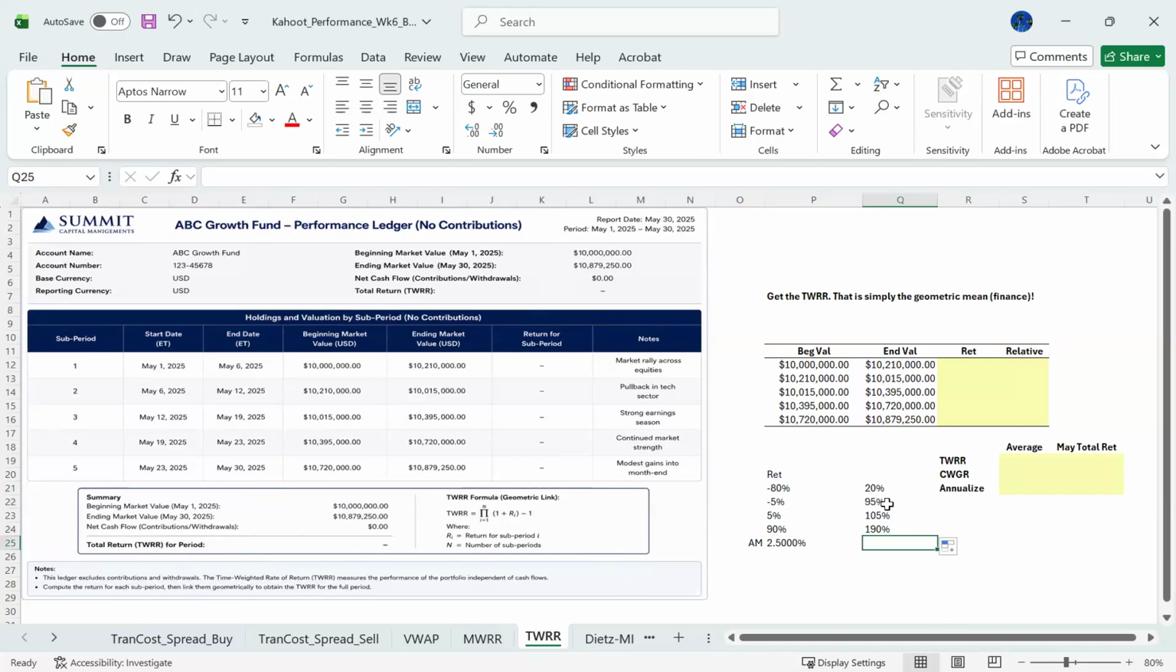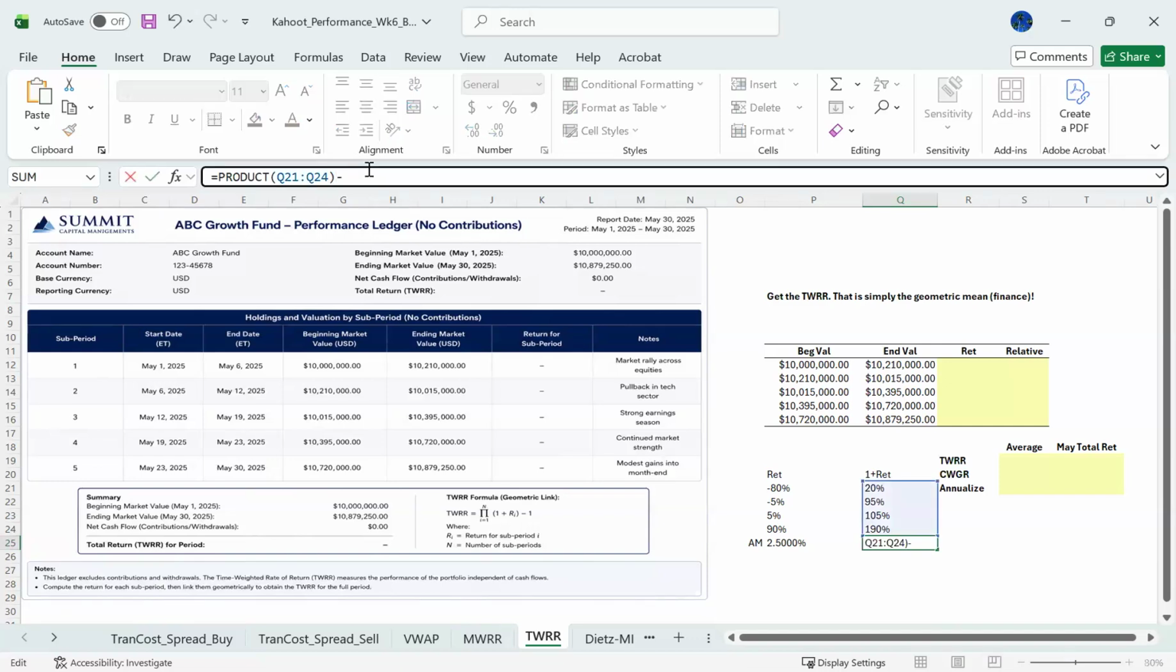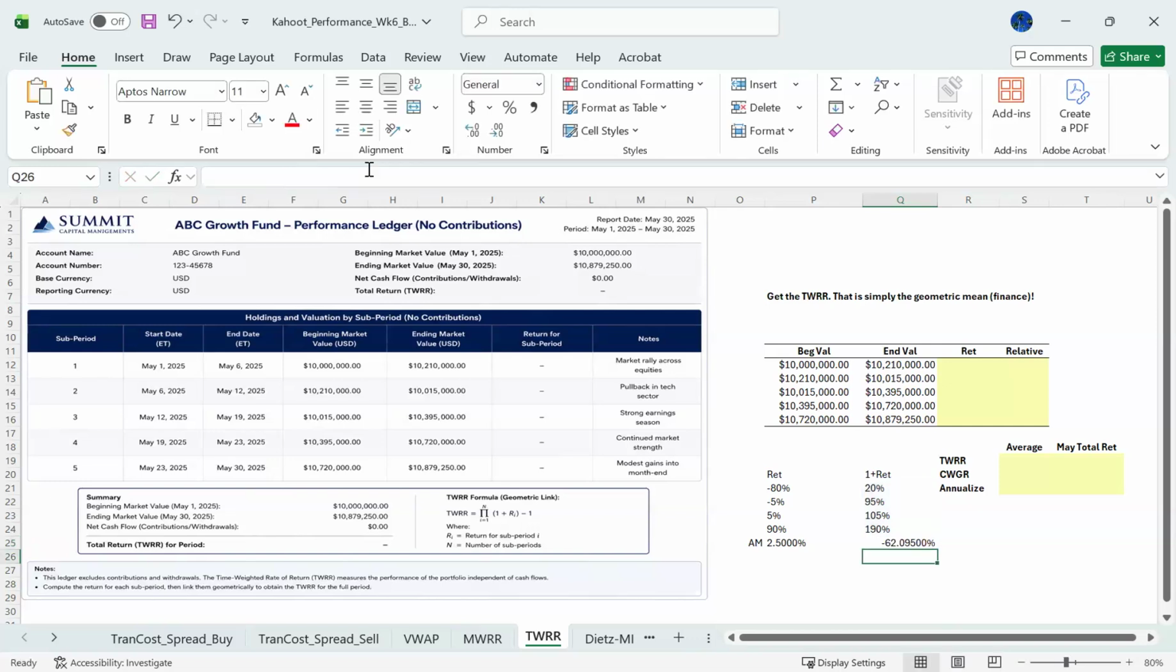And then we can get the product of 1 plus the return. So keep in mind, this is just 1 plus the return, the price relative. Then we take the product of these different price relatives, right? There we go. And once we have done that, we subtract 1, the last step. So we added 1, now we're subtracting 1 to bring it back to where it was.